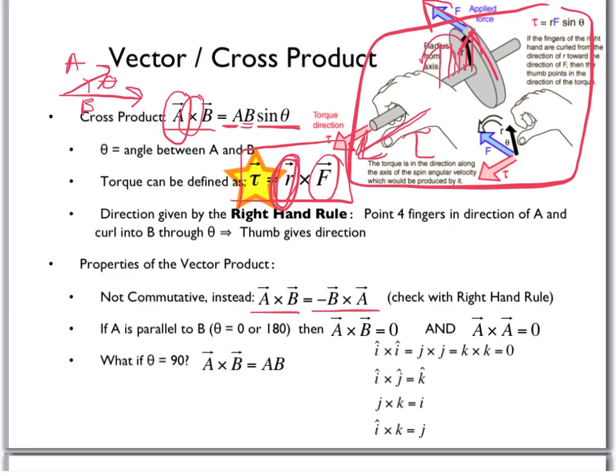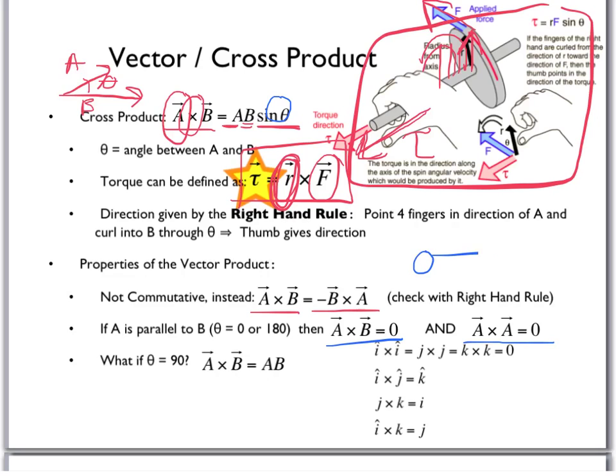Also, if A is parallel to B, saying that the angle is a 0-degree angle or a 180-degree angle, we know that the sine of 0 is 0. So any vector crossed with a vector parallel to it is simply going to be equal to 0. That means any vector crossed with itself will be equal to 0.